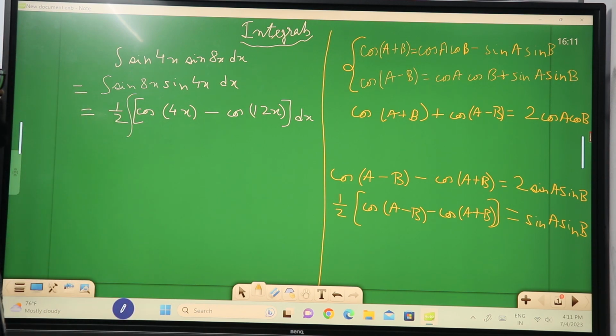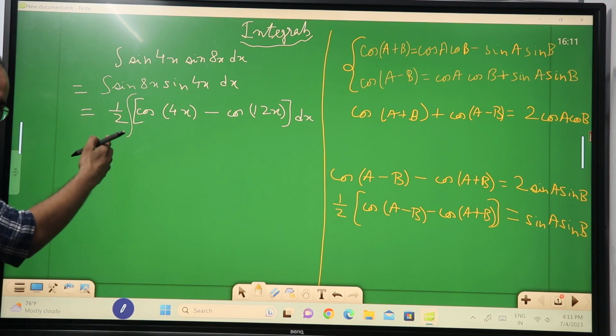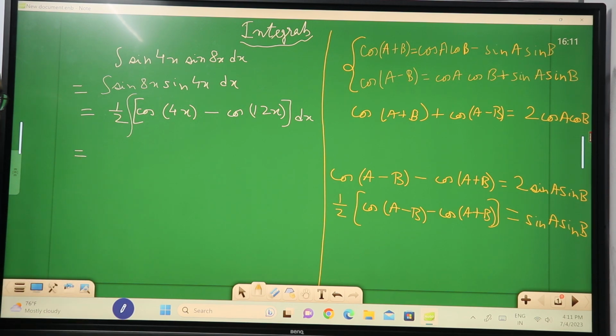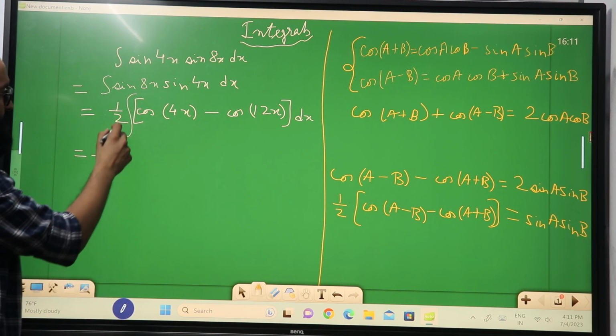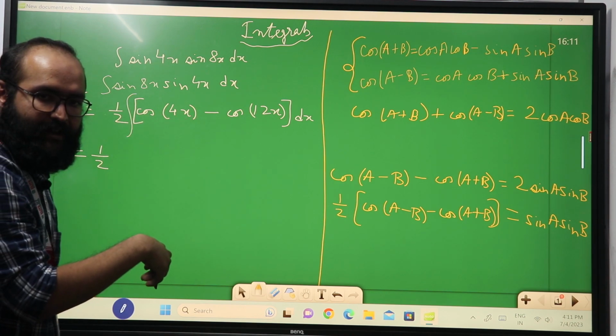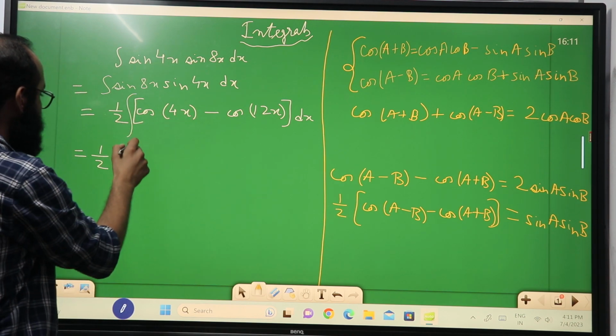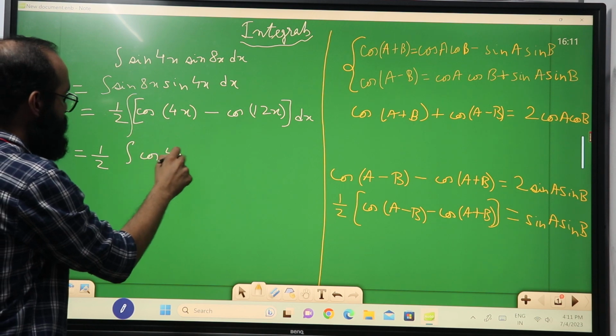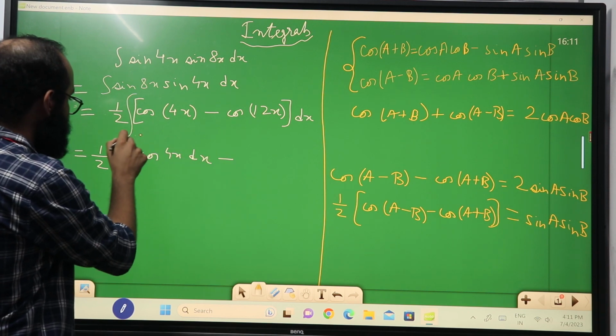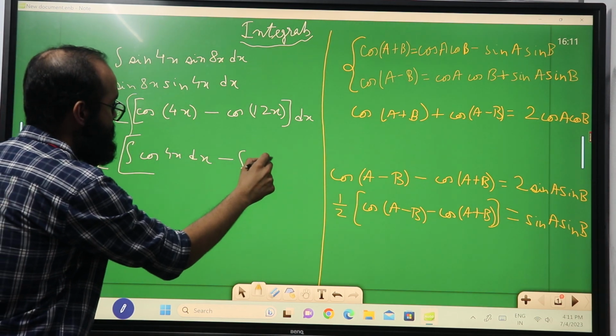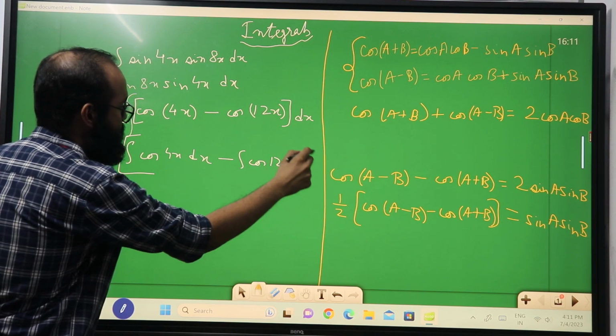So, sin A sin B, what is the formula? Half of cos A minus B minus cos A plus B, right? Half is constant, we can write it outside of integration. Your constants can go freely in and out of integration. So it will be what? Half of, now we can split the integration across the minus sign, yes or no? It will be half of integration of cos 4x dx minus integration of cos 12x dx.